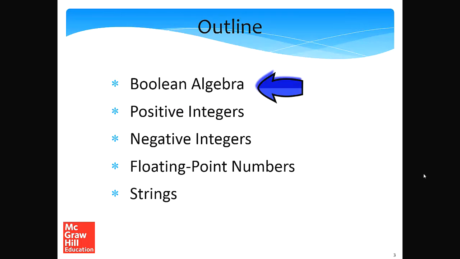So here are the 5 main points that we'll cover. Boolean algebra, which is the algebra of basic bits. How to represent positive integers with zeros and ones. How to represent negative integers with zeros and ones. How to represent numbers with a decimal point, called floating point numbers, with zeros and ones. And how to represent pieces of text, namely strings, with zeros and ones.